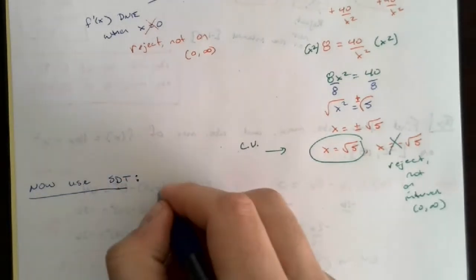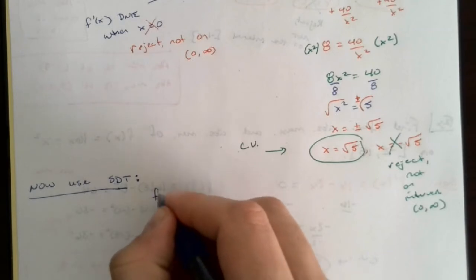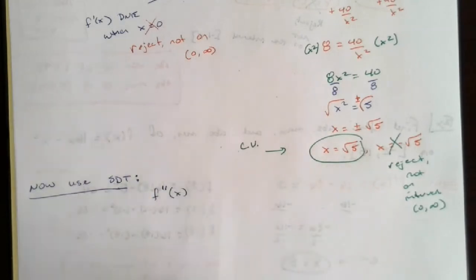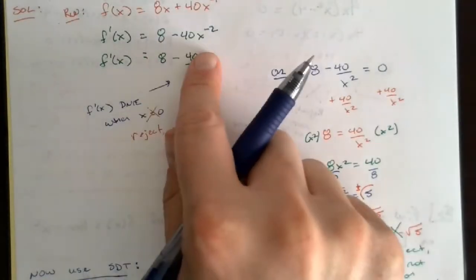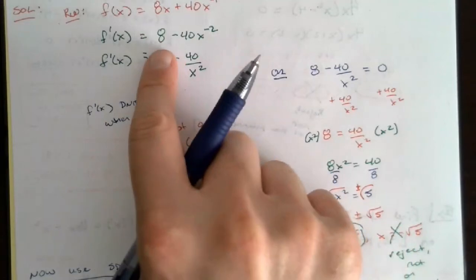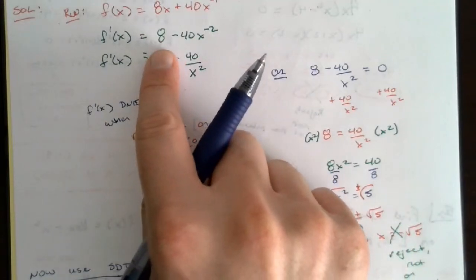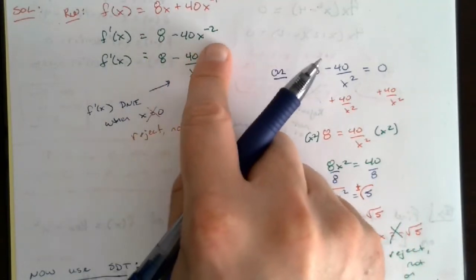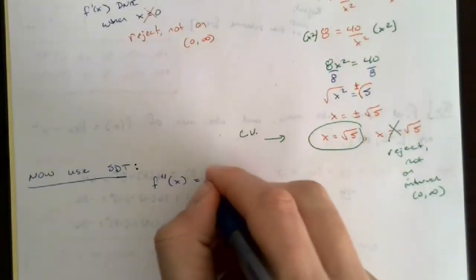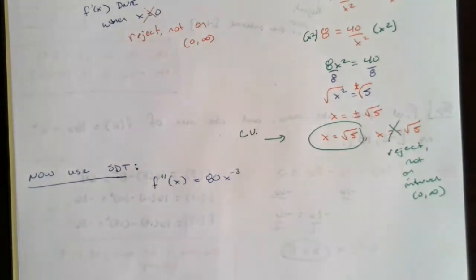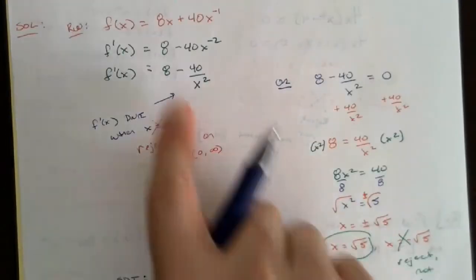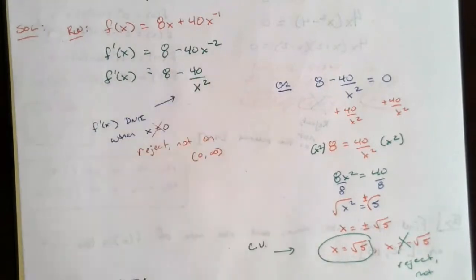So to use the second derivative test, we need f double prime of x. All right, so we need the second derivative, in other words. Well, what was the first derivative? The first derivative we had right here is 8 minus 40x to the negative 2. The derivative of 8 would be 0, so I don't have to worry about that. The derivative of the negative 40x to the negative 2: negative 2 times negative 40 would give me a positive 80, and then x to the negative 3. Alright, so that's the derivative of the 8 minus 40x to the negative 2.